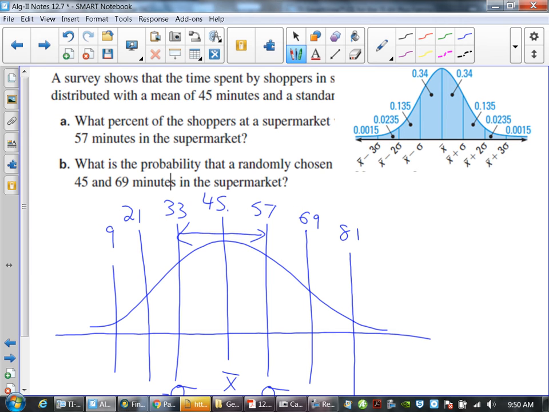What is the probability that a randomly chosen person is between 45 and 69 minutes? Well, we have to go back again, saying that I know this was 34, and then this side was 13.5. So between 45 and 69 minutes, I have what probability of picking a person? 47.5% of people. That's what we're looking at. Why is it 13.5 for the next? It always is. Let me draw this out a little bit larger for your percentages.